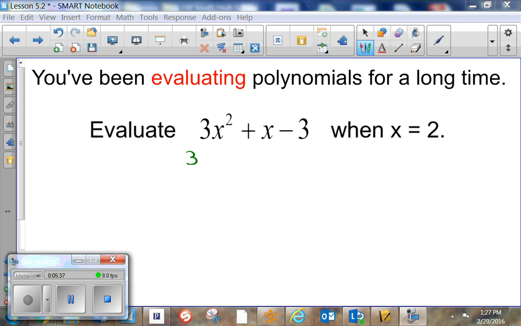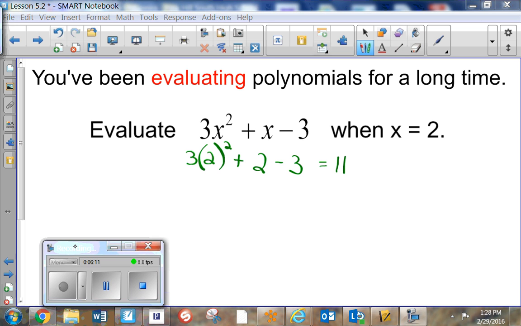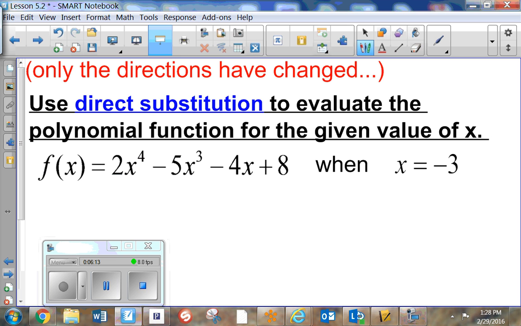So literally, let's get in the habit of going parentheses, my x is a 2, close parentheses, raise that to the second power, plus 2 minus 3. Tell me what you're coming up with. 11. Okay, anybody have a problem with that? Plugging it in, if I know where your buttons are. You just raise your hand at any point we have a problem that you don't know what to do with. Okay?